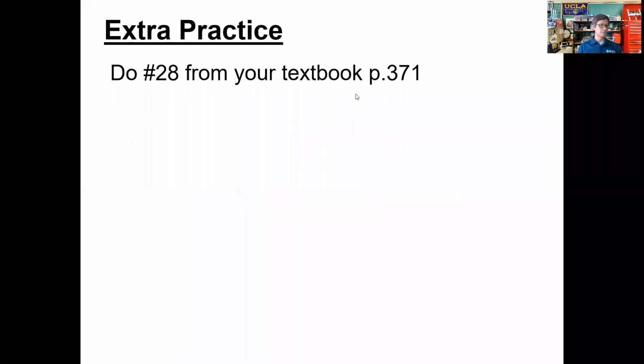Let's do one from your book, and this is from set C, which was Tuesday's homework. Do number 28 on page 371. Okay, 28 on page 371, and then we'll go over it at that point.